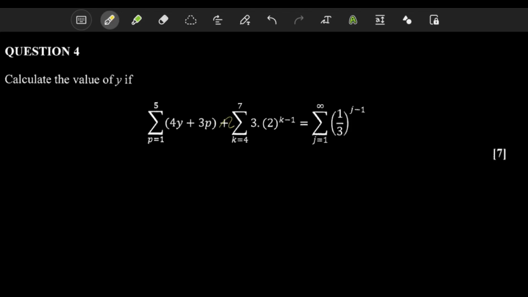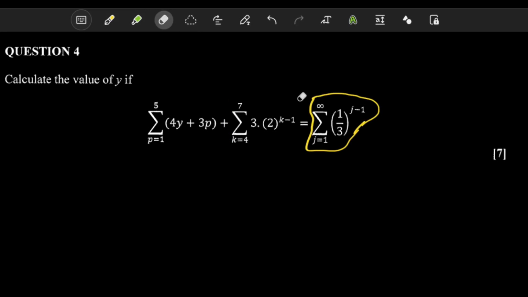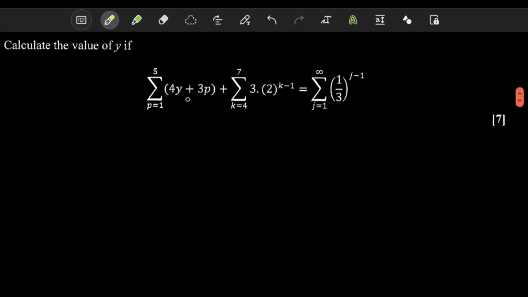tutorial on sigma, where the big idea with sigma is this thing here is a specific number, this thing here is another specific number or an expression, and then this thing here is also going to give you a specific number or an expression. All these 3 give you something if you deal with them individually. So don't be scared because it's long and because it's a 7-mark question. Let's start off with this first part here.